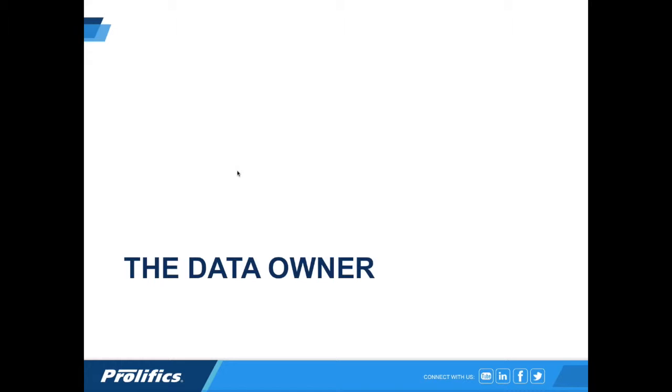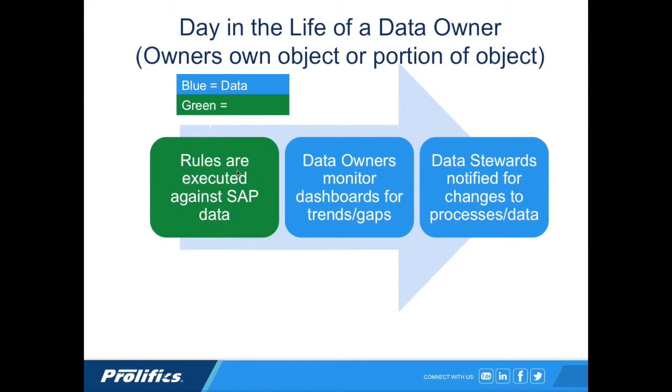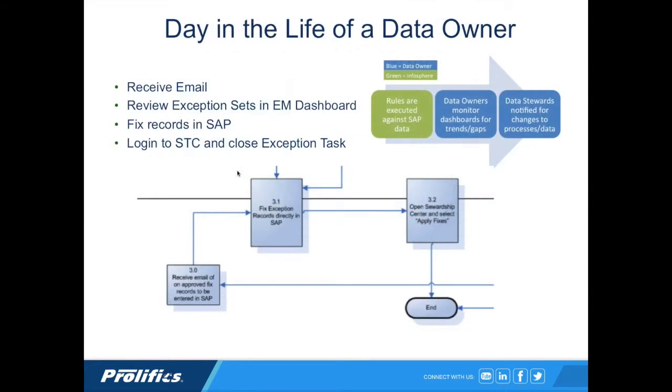Now, the data owner is someone that all they do is monitor the dashboards and apply fixes in SAP. So rules are executed against SAP, the data owner monitors the dashboard if they so choose, and they're notified of changes to processes and data coming from the manager or from the steward. In other words, when the manager or steward approve fixes, the owner receives the exception set to be applied into SAP. And so it's a very simple workflow.